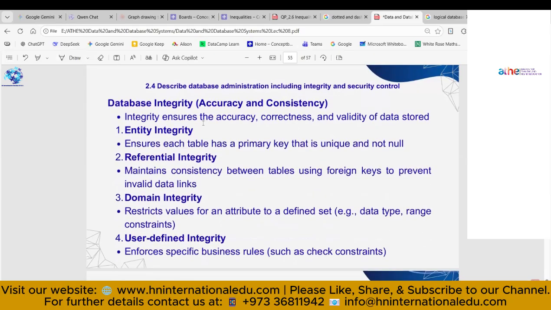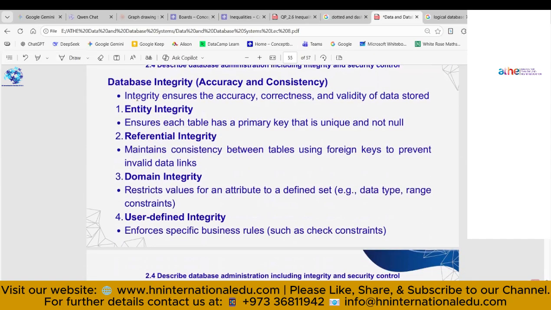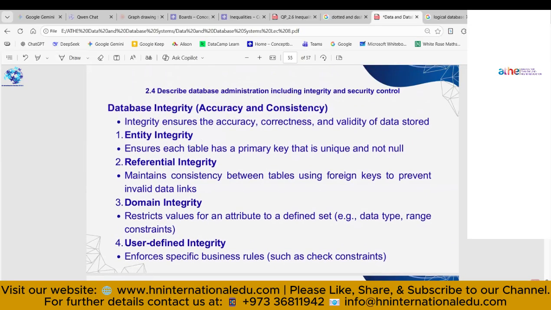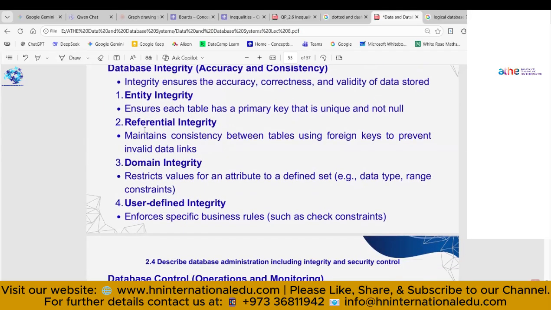Next, we have database integrity, accuracy and consistency. That means integrity ensures the accuracy, correctness, and validity of data stored. So first one is that it ensures each table has a primary key that is unique and not null. And then enforce referential integrity. So maintains consistency between tables using foreign keys to prevent invalid data links. We have discussed all of the integrity and constraint types in the previous lectures. So this is all about that.